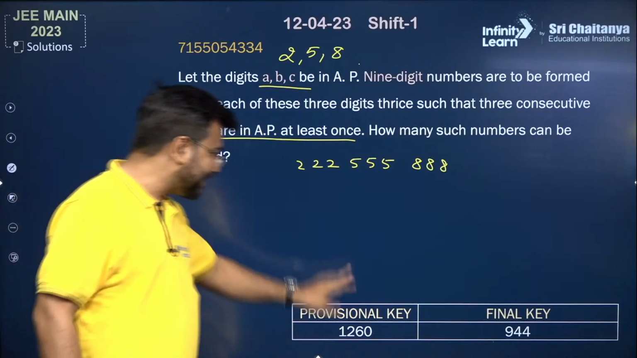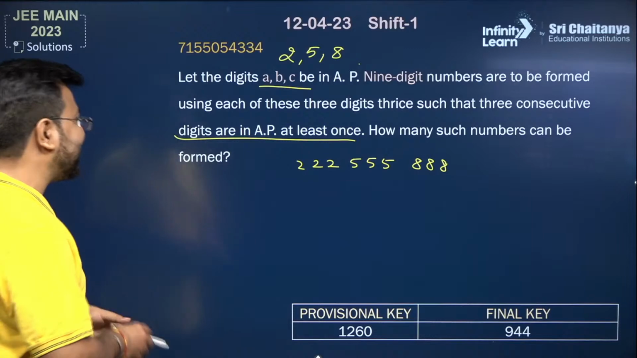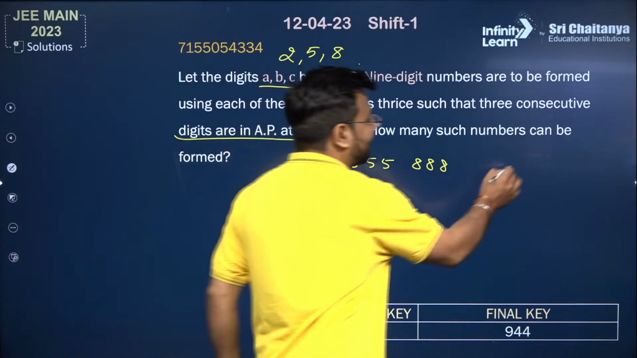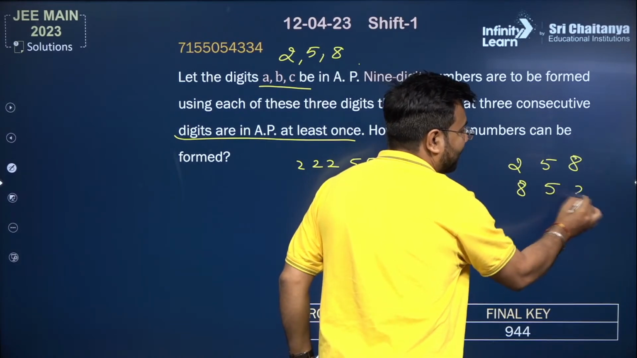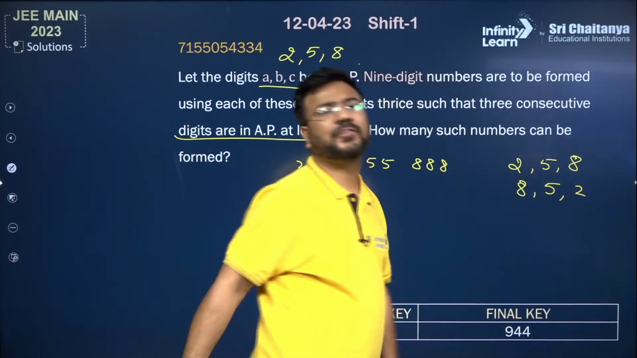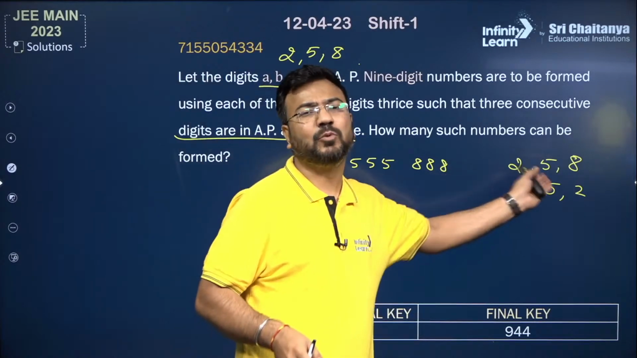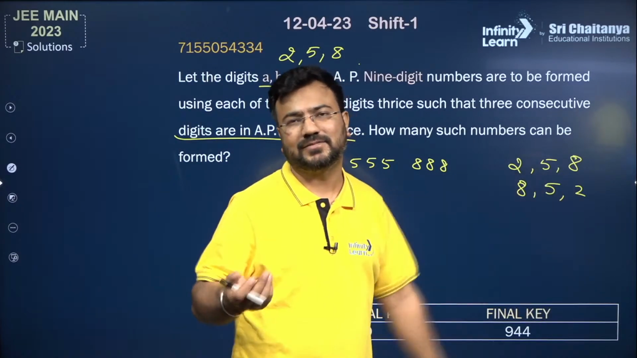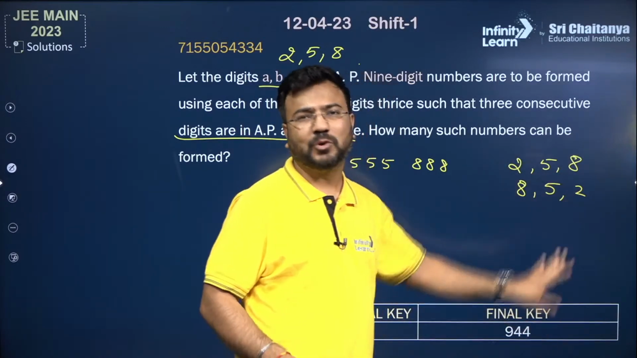So how many such numbers can be formed? NTA has given the answer as 1260. What is the process they have used? Suppose they have separated 258 and they have separated 852. I'm just explaining with the help of an example. You can take ABC also, but you'll be more comfortable with these digits. So 258 or 852, both are in AP.